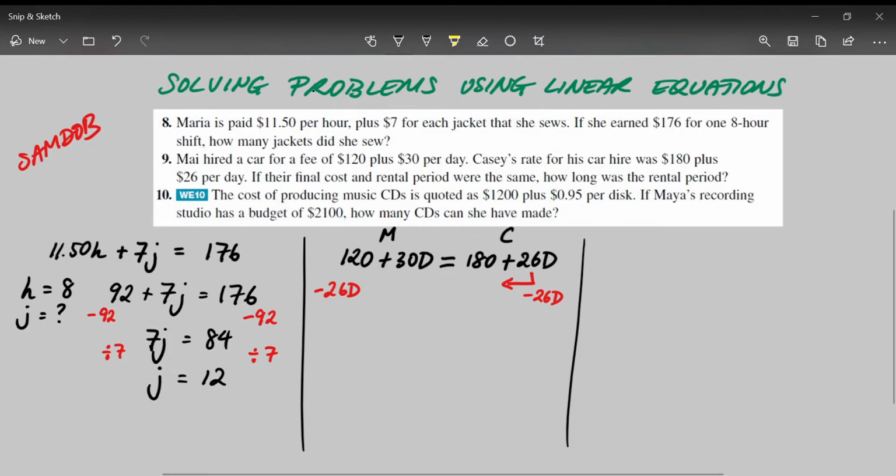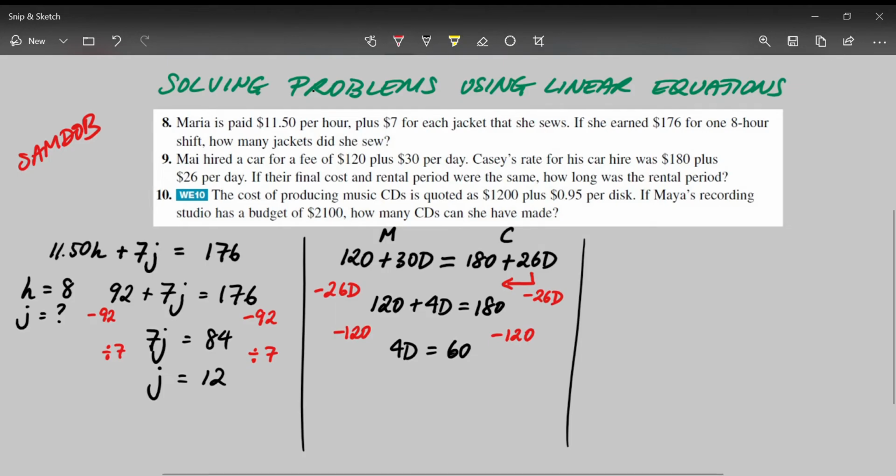I'm going to subtract 26D from both sides to keep things balanced. Rewriting everything, we have 120 plus 4D is equal to 180. Remember, our aim is to get D on its own. So I need to then eliminate the 120 by subtracting it from both sides. And then we have 4D is equal to 60.